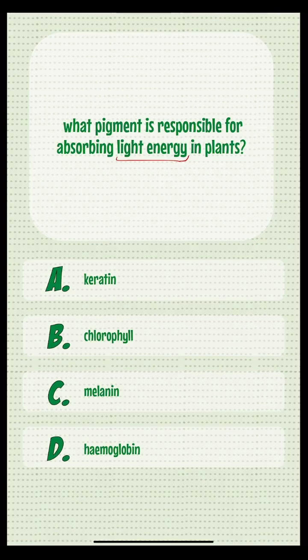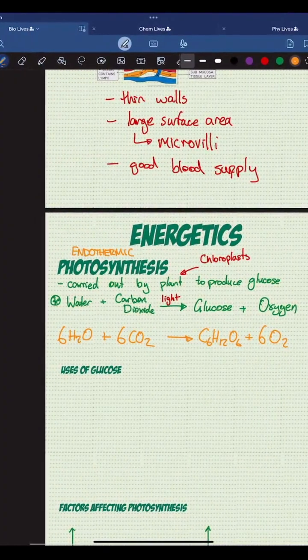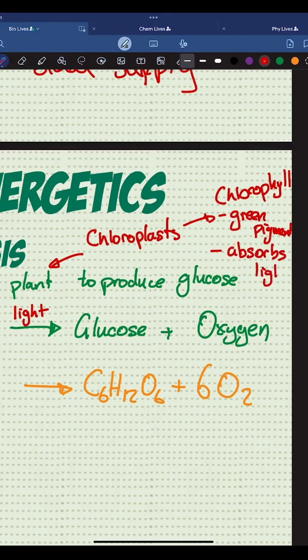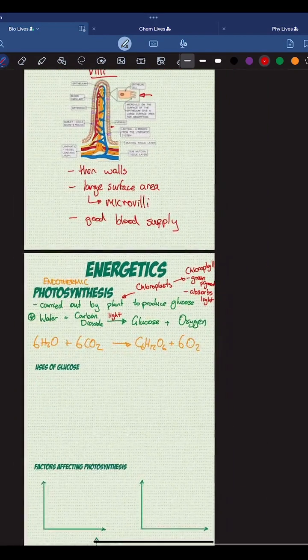Yep, good. Chlorophyll. So you have your chloroplasts. Inside your chloroplasts, you have chlorophyll. I'll give you guys access to these notes once I've uploaded it on YouTube. Chlorophyll, which is a green pigment. And what it does is absorb light energy for photosynthesis. Well done, guys. Next question.